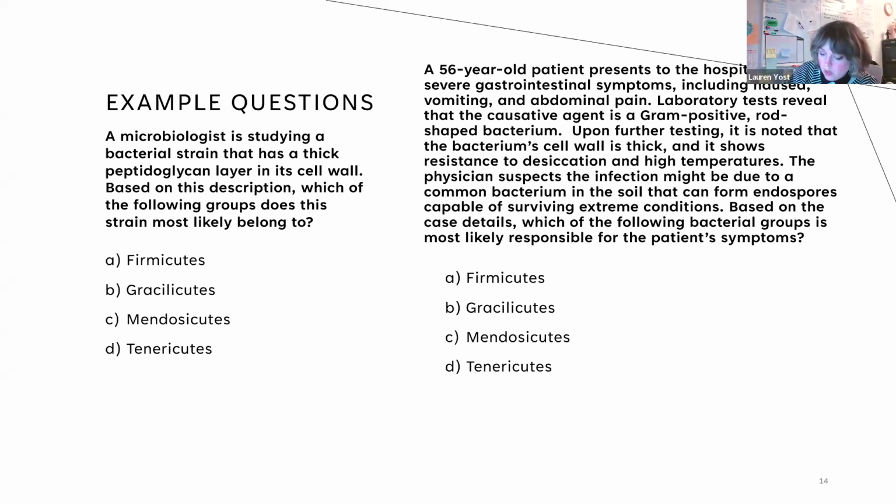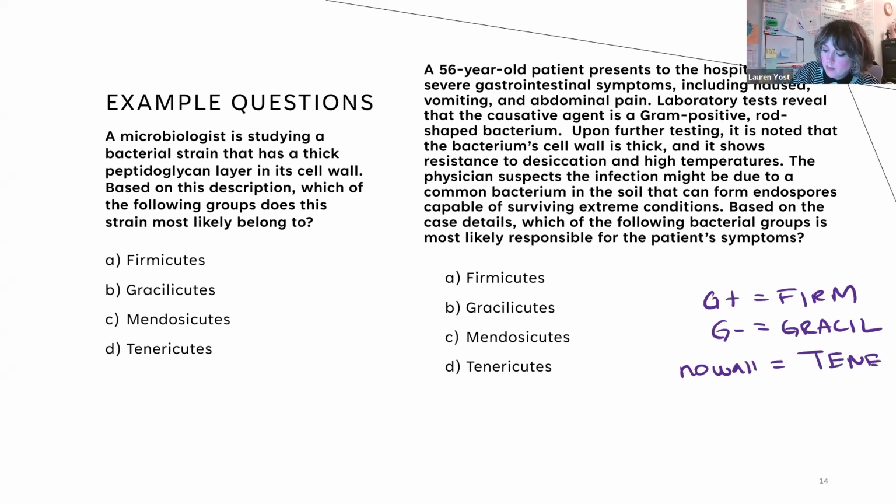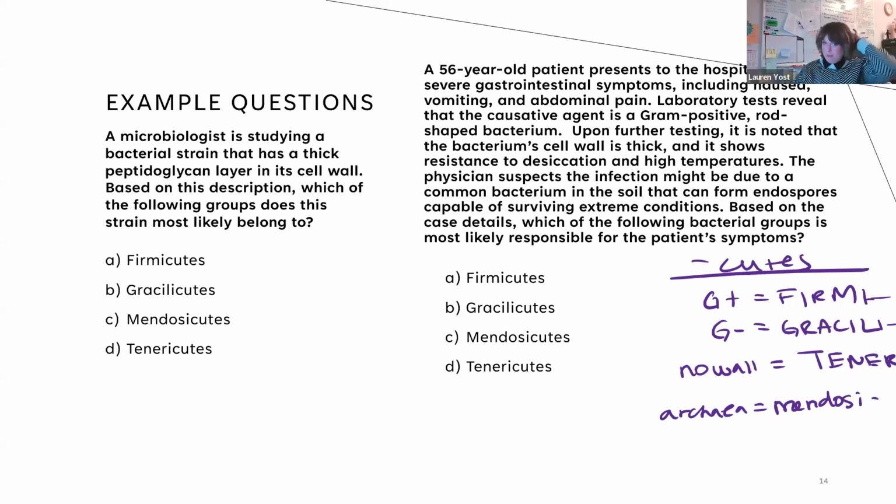Okay, so on this one, we have gram-positives are firmicutes. Gram-negatives are gracilicutes. No wall is tenericutes. And then Archaea are mendosicutes. So those are a little cheat sheet to refer to as we answer these questions.